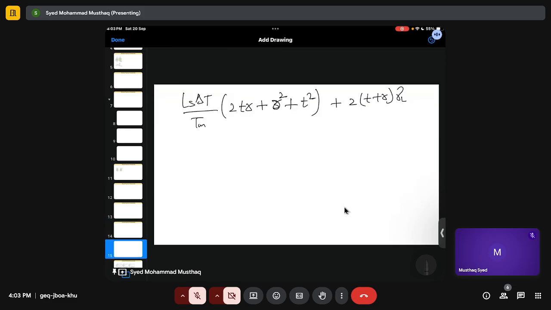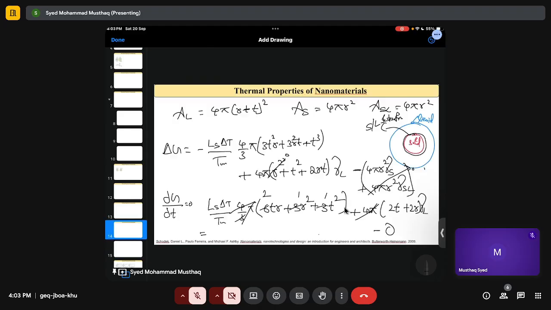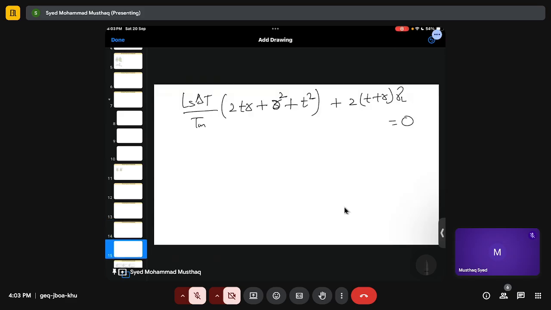Right, good, nice. It is tending to 0, and you already have minus here. Then if I take everything this side, Ls delta T upon Tm will be equal to 2 times t plus r gamma l, and then you have 2tr plus r square plus t square.